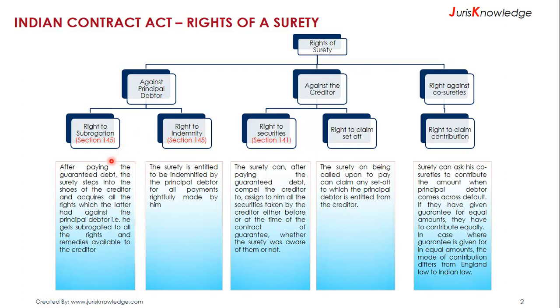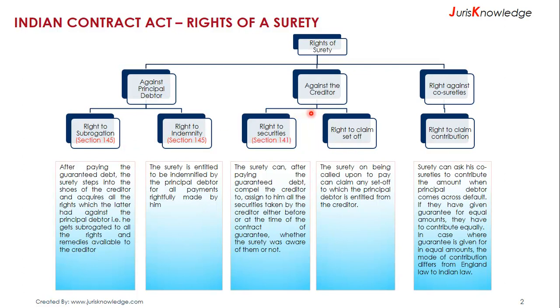Right to subrogation. After paying the guaranteed debt, the surety steps into the shoes of the creditor and acquires all the rights which the latter had against the principal debtor. That is, he gets subrogated to all the rights and remedies available to the creditor. Right to indemnity. The surety is entitled to be indemnified by the principal debtor for all the payments rightfully made by him. So these are the two rights against the principal debtor.